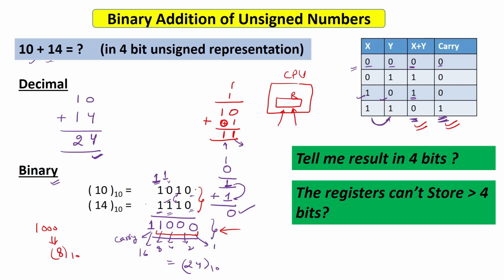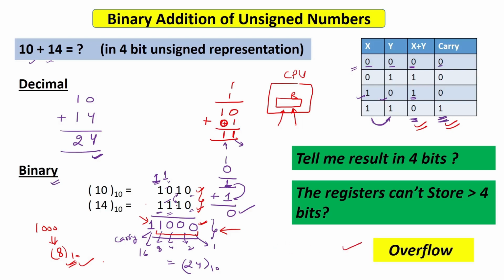That means if you add these 4-bit numbers and the result is stored as 4 bits, then you will be getting 8. This 1, that is the carry, will be truncated, or ignored. So this 8 is actually not the correct addition of this 10 and 14. The correct answer should be 24. So this is actually the situation of overflow.